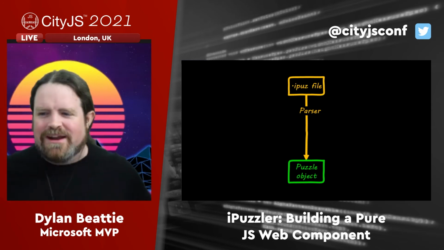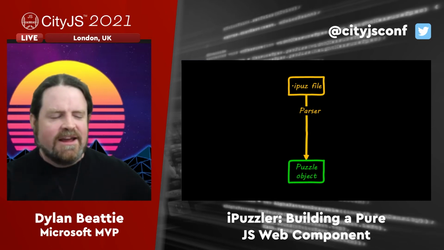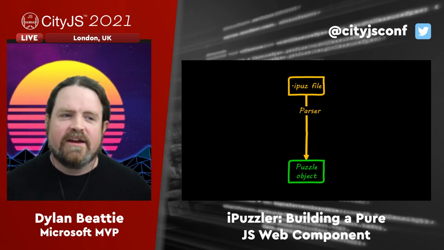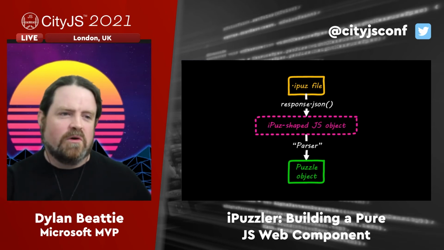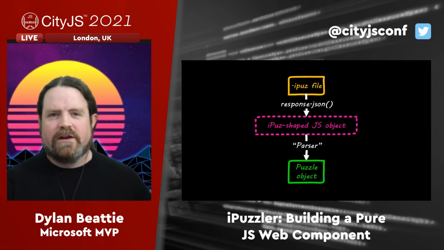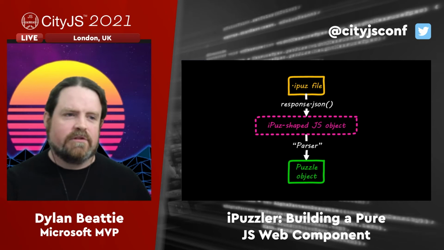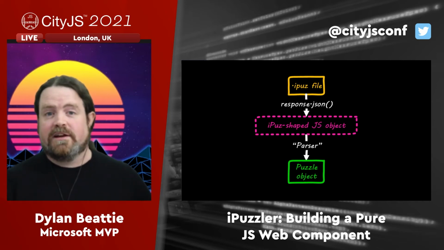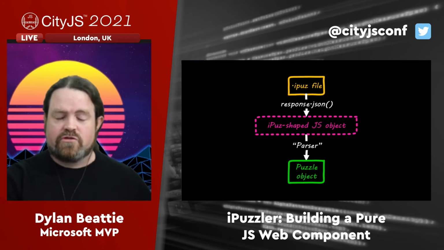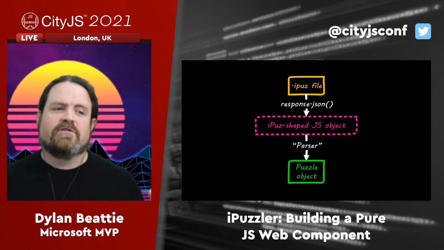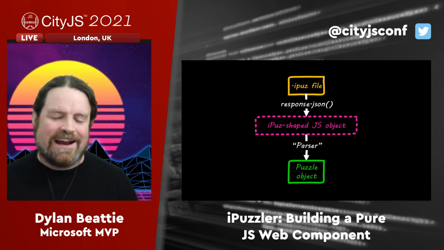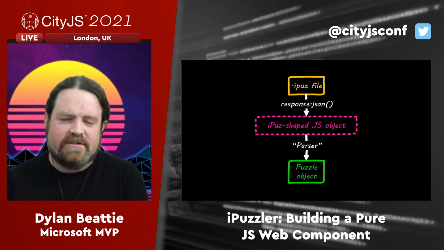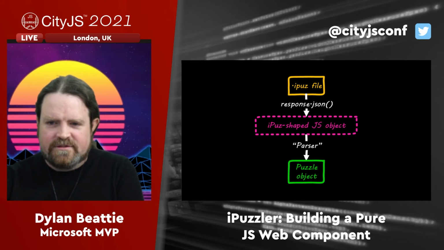Now, at this point, I created a thing called a parser, but the naming there is a little bit misleading. Because iPuz is a JSON dialect, the browser will parse it for us. So what we actually get is we run iPuz through the browser's response.json, and we get what I call an iPuz-shaped JavaScript object. The iPuz file is a string. The string turns into a JS object, and then the parser, which is actually an object mapper, turns that into a puzzle object. So this is how we instantiate one of these things to start with.